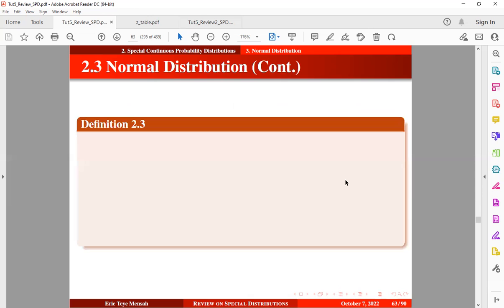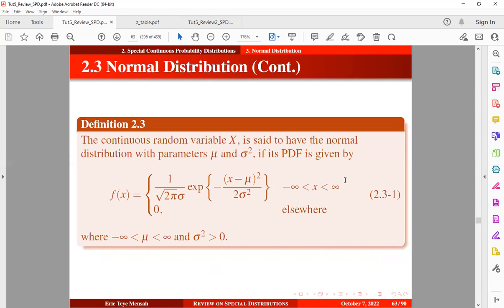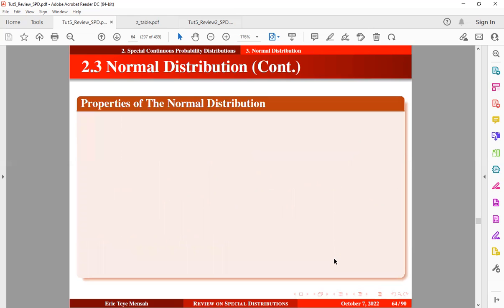All right. So let's take a look at the definition of the normal distribution. The continuous random variable X is said to have the normal distribution with parameters mu and sigma squared if its PDF is defined as shown in equation 2.31. Okay. All right, so let's take a look at some properties of the normal distribution.